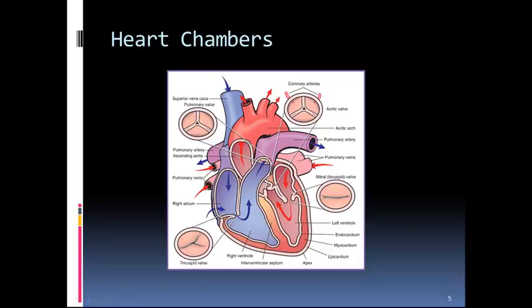Once the right atrium is filled, it is released by the tricuspid valve into the right ventricle. Once the right ventricle is full, which is usually simultaneously with the left ventricle, it will pump and the deoxygenated blood will be on its way via the pulmonary arteries.